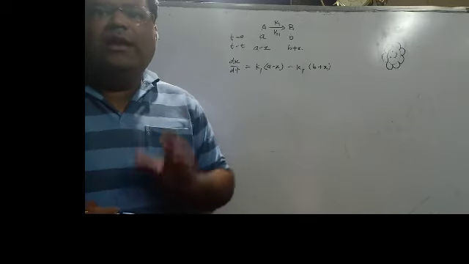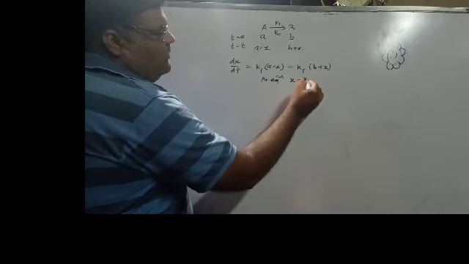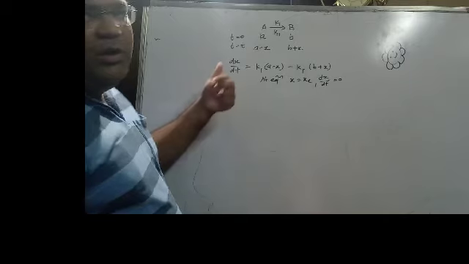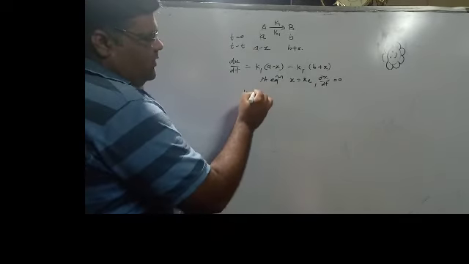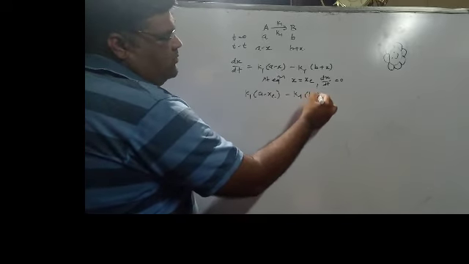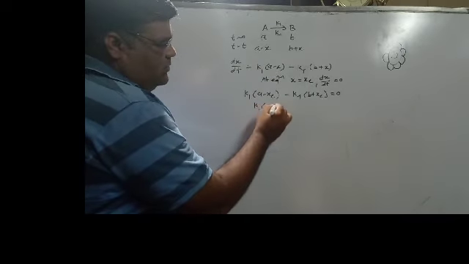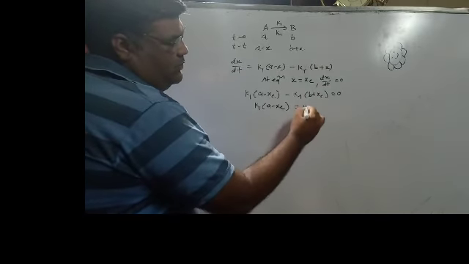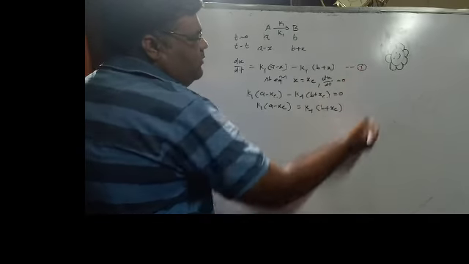Now we know that at equilibrium, x will be equal to xe and dx by dt equals 0. So we should apply this in our above equation. So we will get K1 (a minus xe) minus K minus 1 (b plus xe) equals 0. So that K1 (a minus xe), this negative term goes to that side, so it becomes positive, K minus 1 (b plus xe). Say this one is our equation number 1.